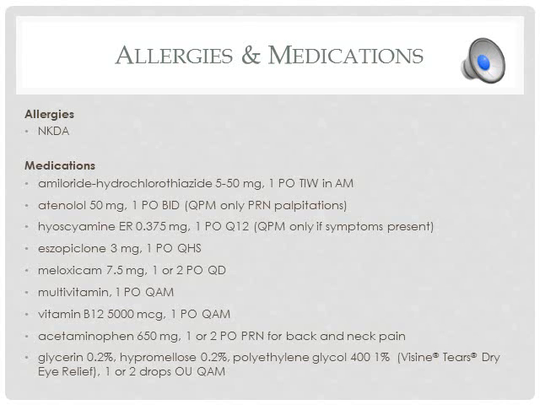We will now discuss the patient's allergies and medications. The patient reports no known drug allergies. For medications, she is taking amiloride hydrochlorothiazide and atenolol with the doses seen for the treatment of her hypertension. She is taking hyoscyamine for the treatment of her irritable bowel syndrome that is diarrhea predominant.